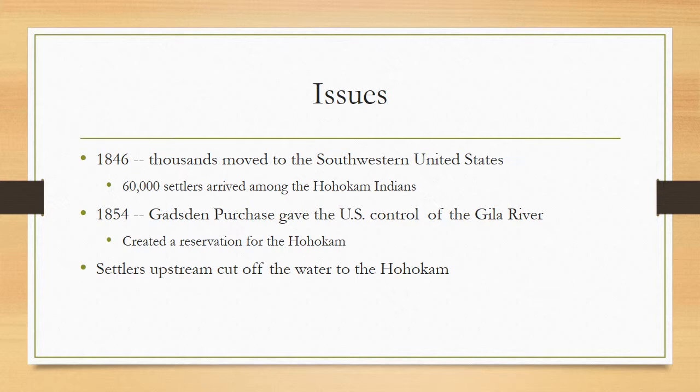Then, in 1854, the Gadsden Purchase gave control of the Gila River to the U.S. They created a reservation that removed the Gila River Indian community away from their homeland near the banks of the Gila River. In addition to this, the United States allowed their settlers to build upstream from the Gila River Indian community, which took a majority of the water from the downstream flow, preventing the Indians from having sufficient water for their community.